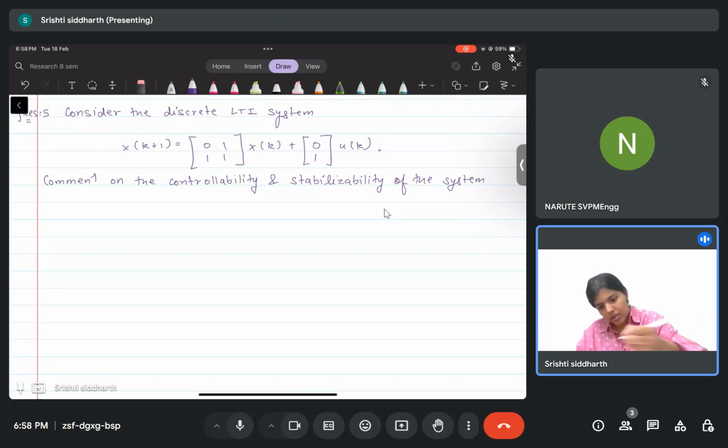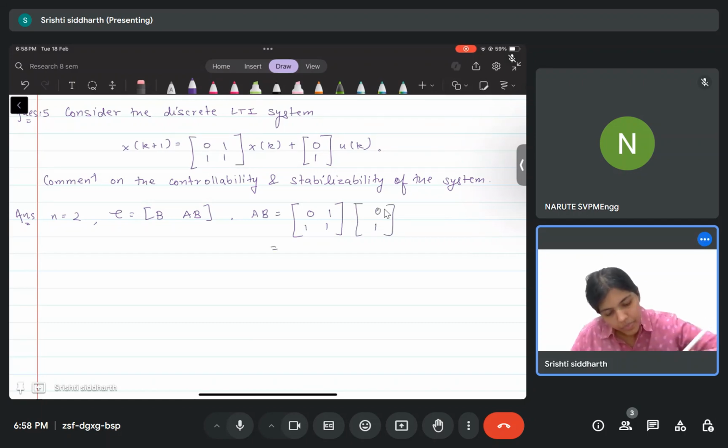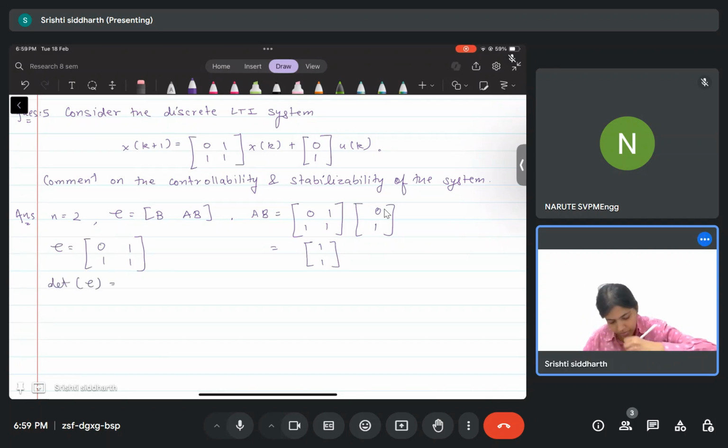Let's see. So this is for n equals 2, we can quickly find out what the controllability matrix would look like. This is [B, AB]. So AB is [0, 1, 1, 1] times [0, 1], this is [1, 1]. Alright. So C looks like [0, 1, 1, 1]. The determinant is clearly non-zero, which implies that the pair (A, B) is controllable.